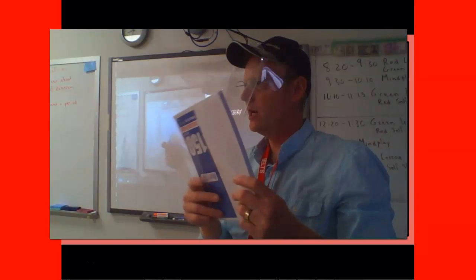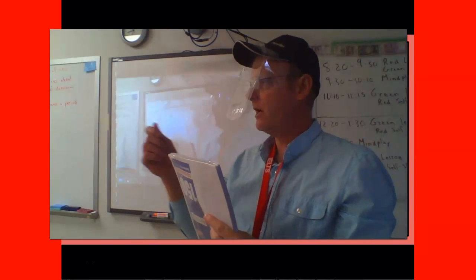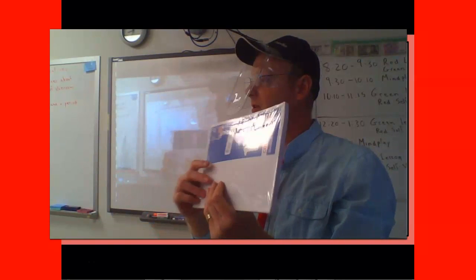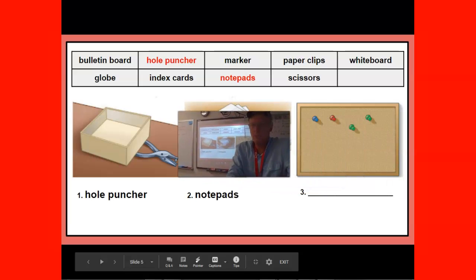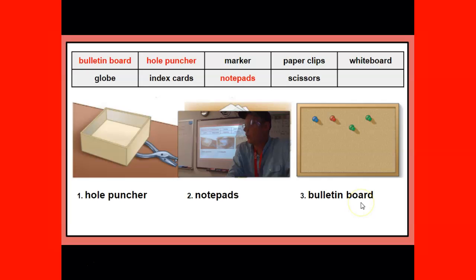And then finally, you'll see I have, we call this a ream of paper. So there's more than one in here, but it's just paper. And if I open it up, you could have one piece of paper, two pieces of paper. There's 150 pieces of paper in here. All right. So we have notepads, plural. What is this called right here? Do you remember? Good job. It's a bulletin board.